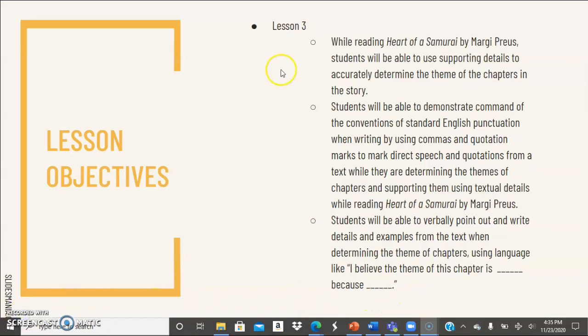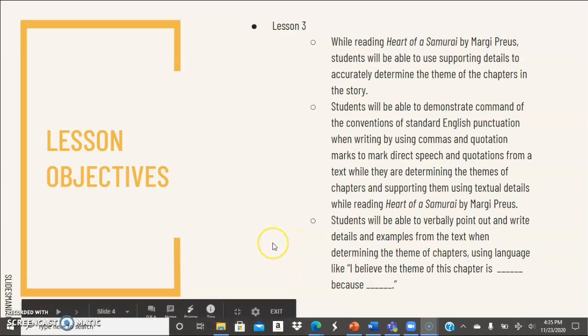The content objective for Lesson 3 is, while reading the book, students will be able to use supporting details to accurately determine the theme of the chapters in the story. And the language objectives are, students will be able to demonstrate command of the conventions of standard English punctuation when writing by using commas and quotation marks to mark direct speech and quotations from the text while they're determining the themes of the chapters and supporting them using textual details while reading the book. And students will be able to verbally point out and write details and examples from the text when determining the theme of chapters using language like, I believe the theme of this chapter is blank because blank.